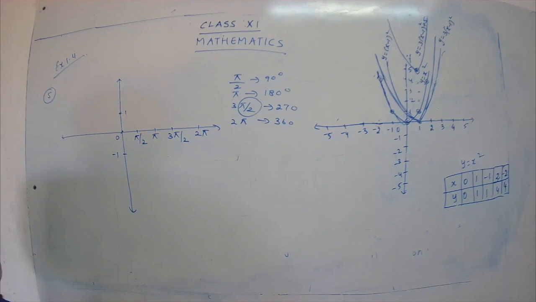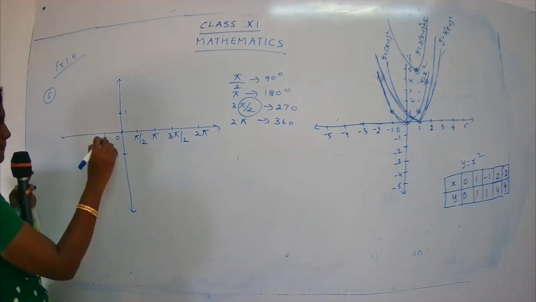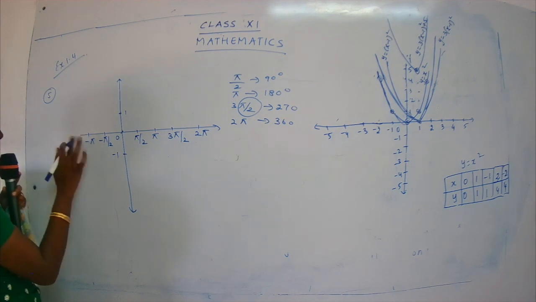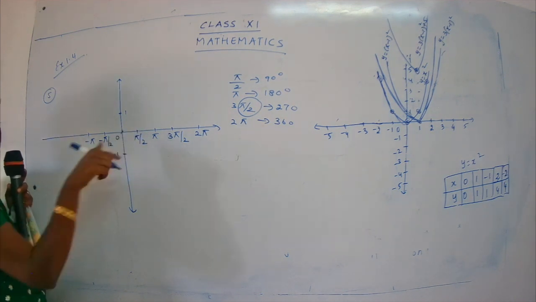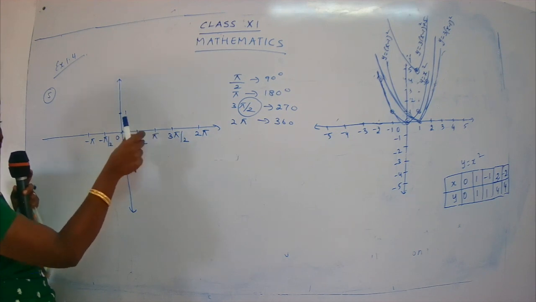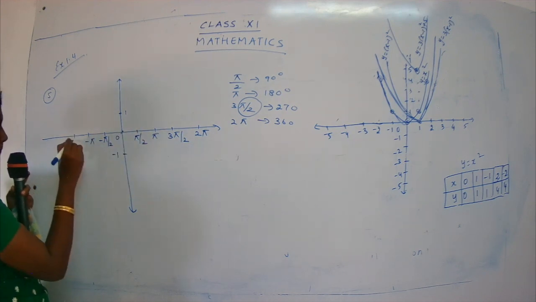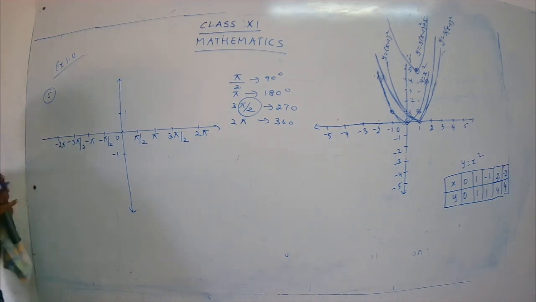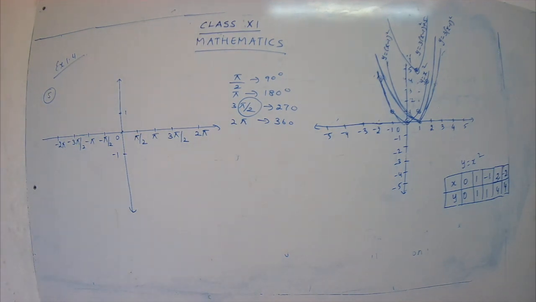Same way you have to just put down here as negative. So it's minus pi by 2, minus pi. As you go on plotting for 1, 2, similarly use the scale markings to write pi by 2, pi and so on. Minus 3 pi by 2, minus 2 pi. Okay children, so just plot it. Plot the points properly children.